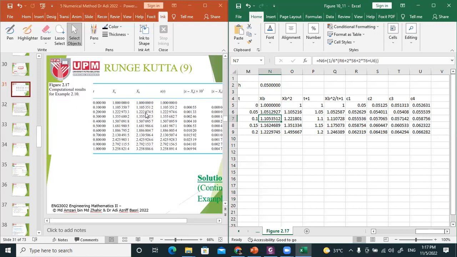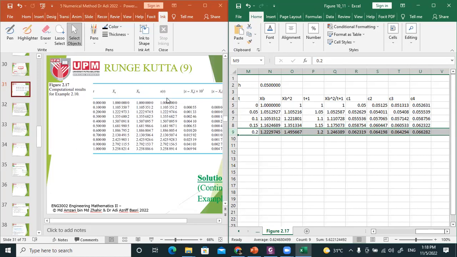So you get 1.2297. When you calculate, you will get 1.229745. But in this case, for XB you need the 0.05 step, because without calculating 0.05, you won't get the correct answer at 0.1. Without 0.15, you won't get the calculation for 0.2. So in this book, they just simplified it. So I elaborate and explain to you how you get this Runge Kutta method in order for you to get this.